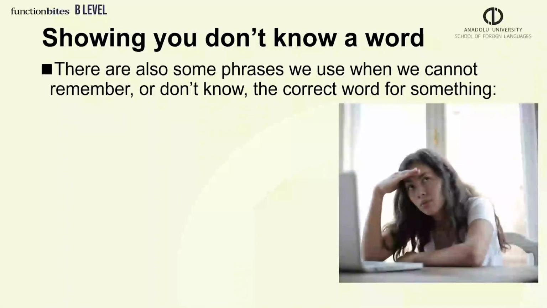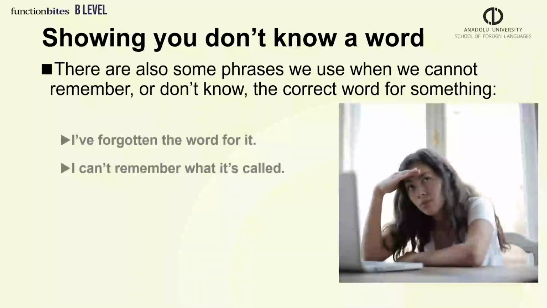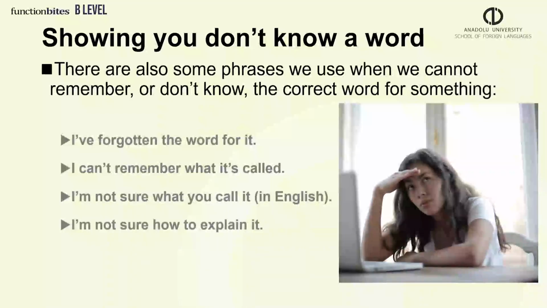These are also some phrases we can use when we cannot remember or don't know the correct word for something. I've forgotten the word for it. I can't remember what it's called. I'm not sure what you call it in English. I'm not sure how to explain it.